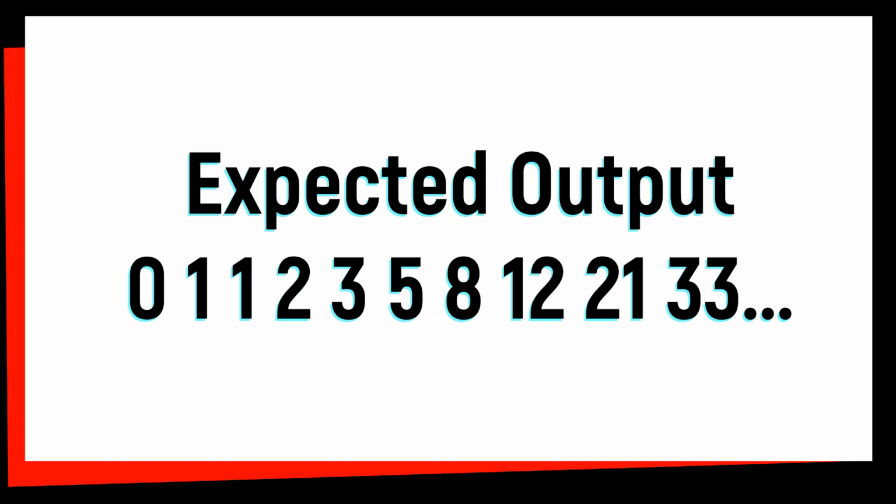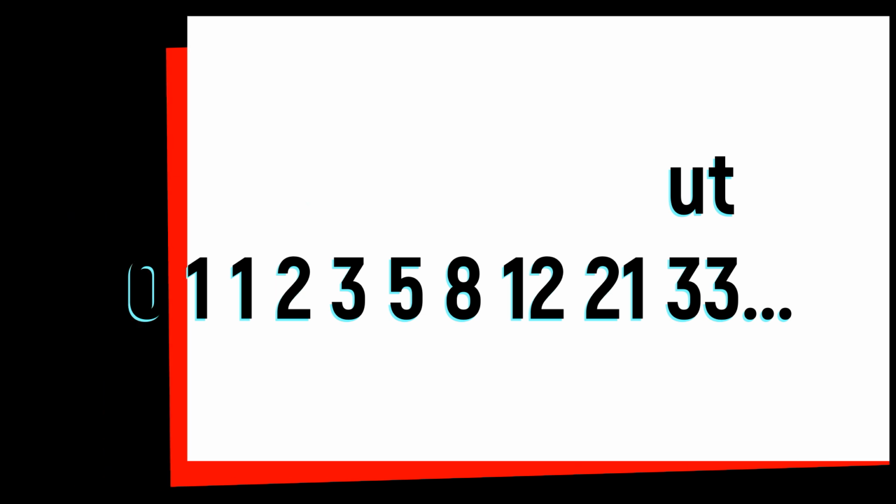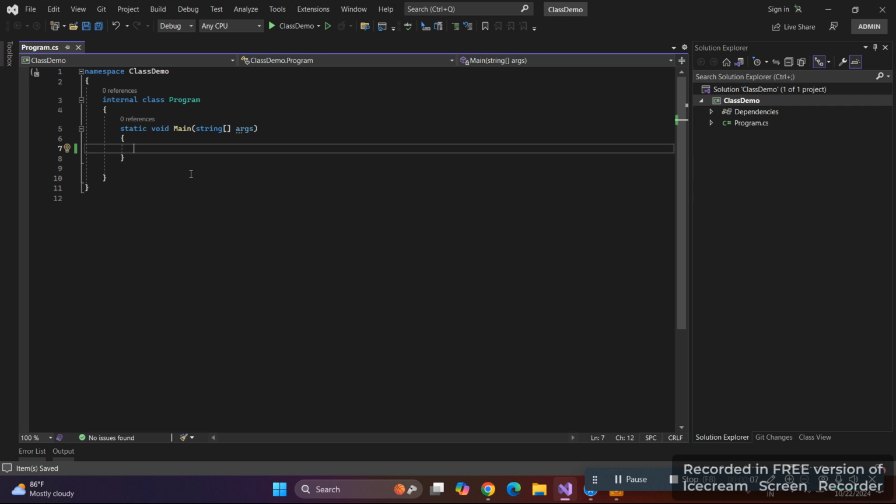So if you see 0 plus 1 is equal to 1, 1 plus 1 is equal to 2, 2 plus 1 is equal to 3. This is the expected output, which is nothing but Fibonacci numbers. Let's see in a real-time example how to print the Fibonacci series.